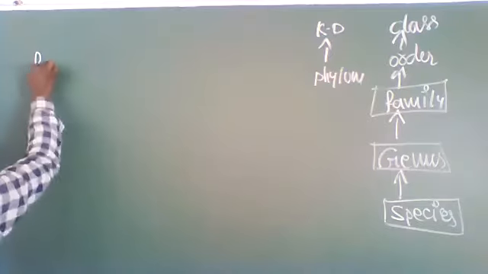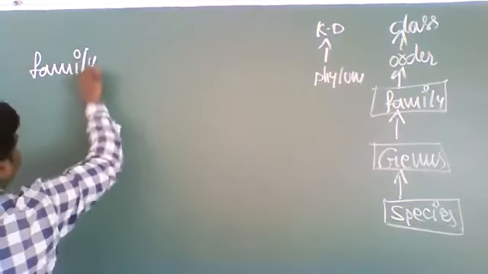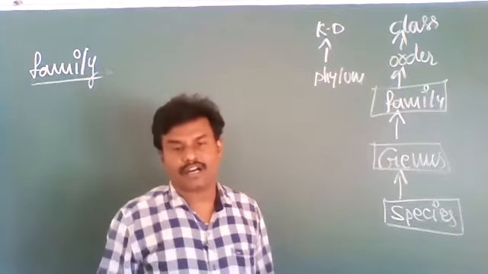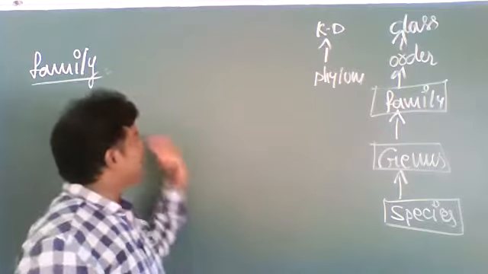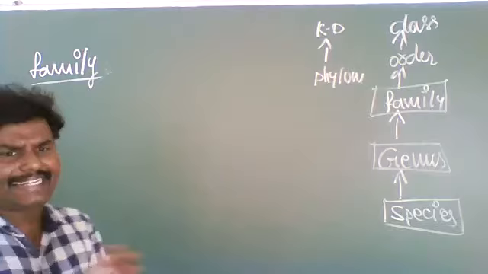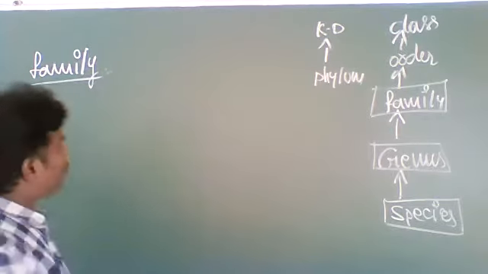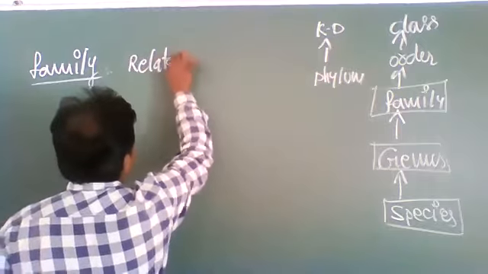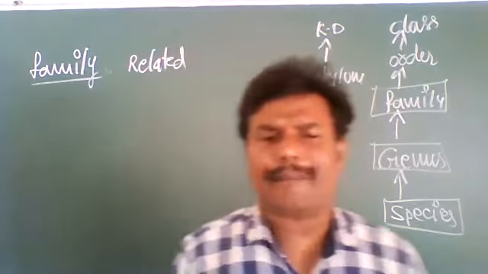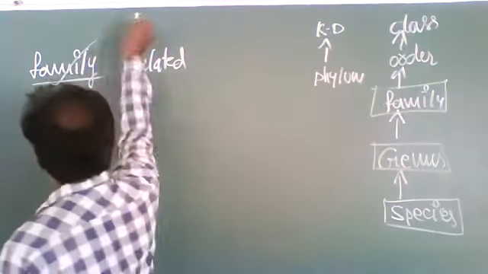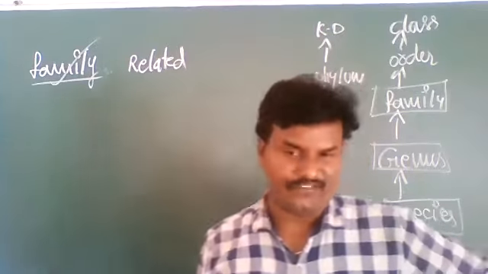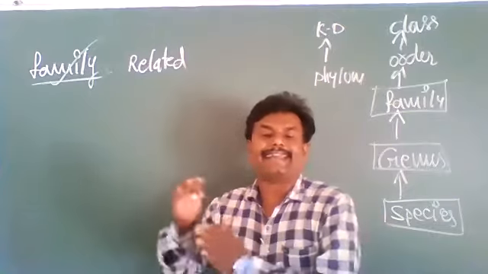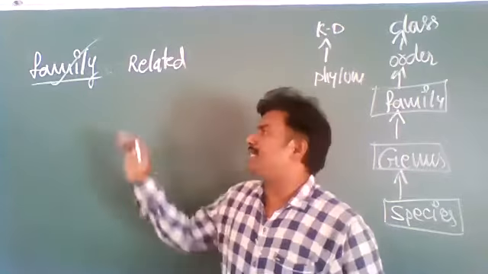So if you see here, families. The related genera are placed together in the same family. The related genera means a group of related living things, a group of related living organisms, are placed together in the same family. That is called the family definition.